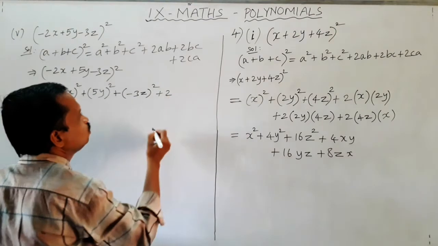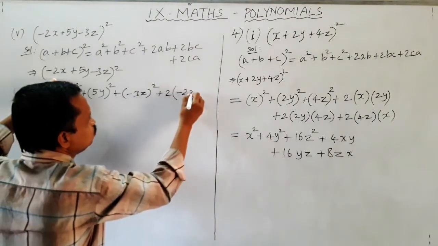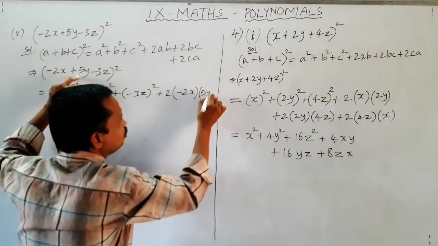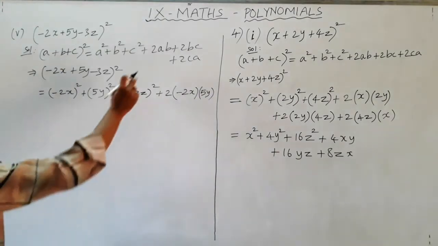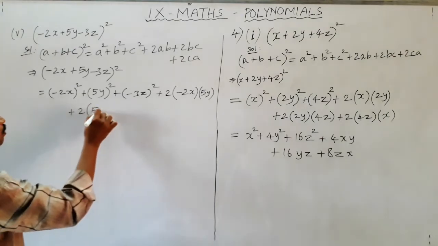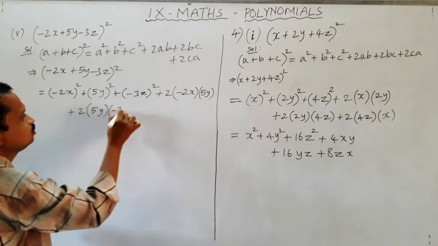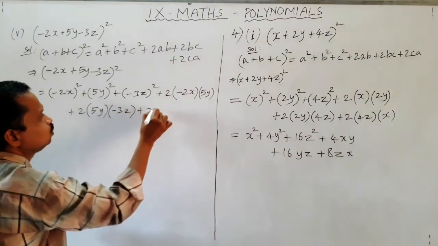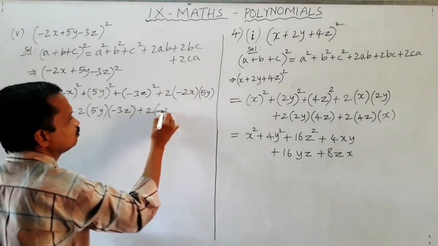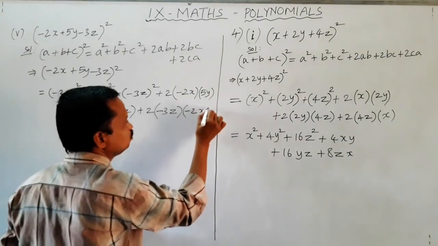So a square plus b square plus c square over, and then 2ab plus 2 into what is a, minus 2x. You have to see here minus 2x. Or what is b? 5y. So plus 5y. So put 5y. And then plus 2bc. So come here. Plus 2 into what is b? 5y. Keep in mind what term we have to substitute. And then into c. What is c? Minus 3z. Plus 2ca. What is c? Minus 3z. Okay. And then what is a here? Minus 2x. So like this you have to do.